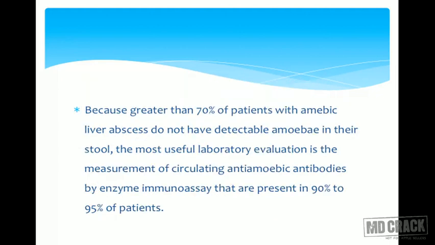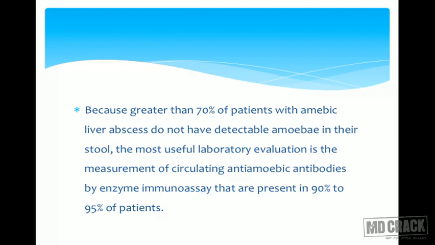Because greater than 70% of patients with amoebic liver abscesses do not have detectable amoebae in their stool, the most useful laboratory evaluation is the measurement of circulating antibodies against Entamoeba histolytica. They are measured by immunoassay. They are present in 90 to 95% of the patients. So this test is positive in 90 to 95% of the patients.